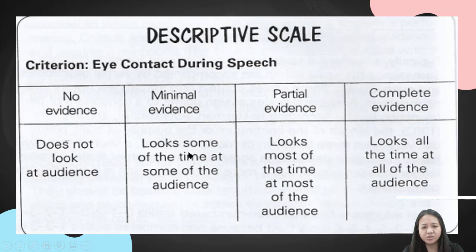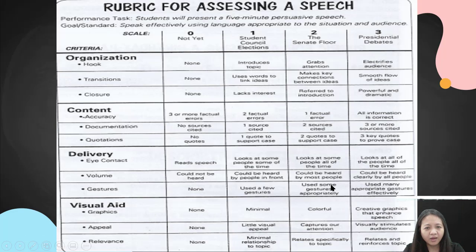The difference is on this one, some of the time and some of the audience. This one is most of the time and most of the audience. And then the advanced one is all the time and all of the audience. And this one is the example of assessing a speech.